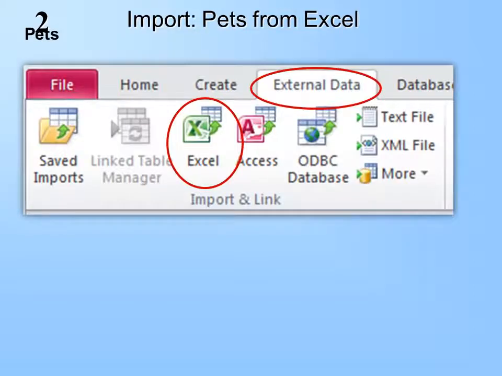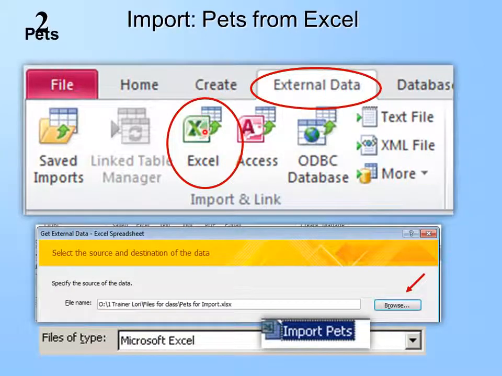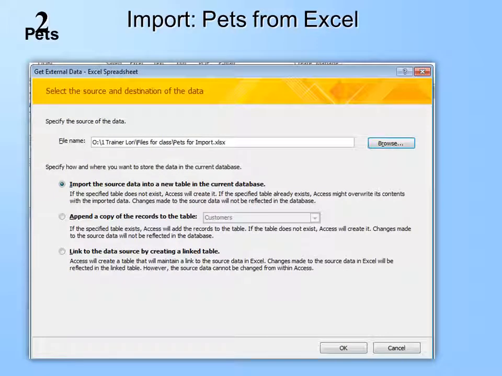Then we'll go to External Data, and then choose Import from Excel. And it'll say Files of Type, and make sure it says Excel. And find it. In this case, we'll call Import Pets. Do you want to import it? Do you want to append it or link it? If you import it, then it will now be in Access, but you will also have the one in Excel. If you link it, you only have one, and you will see it in Access and Excel, but you'll only have one table, and it will have all the capabilities of Excel. But if you import it, it will have all the capabilities of Access. So we want to import it.